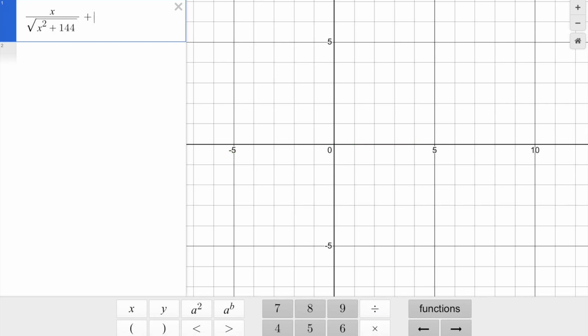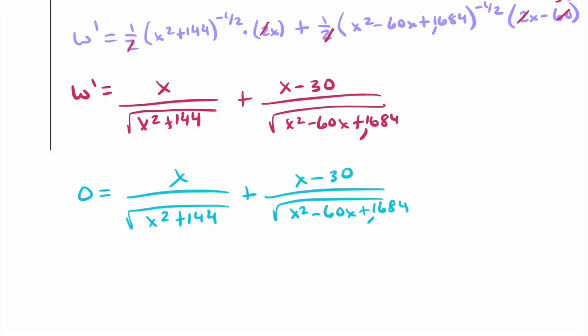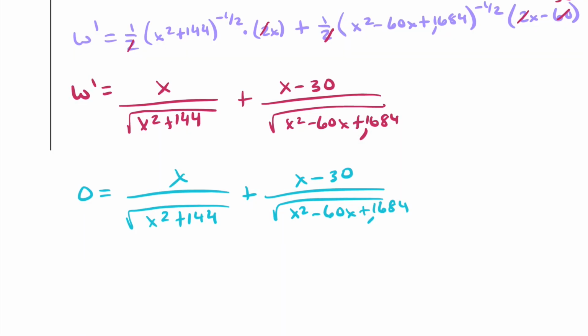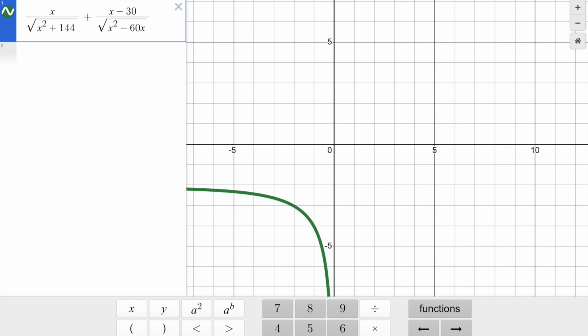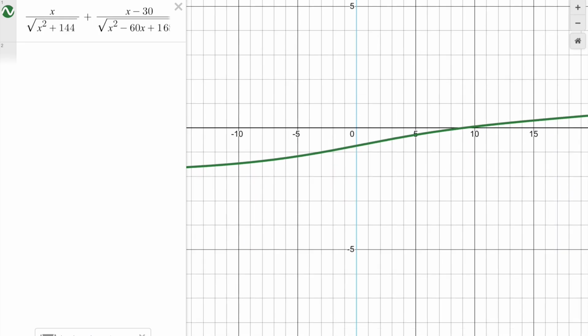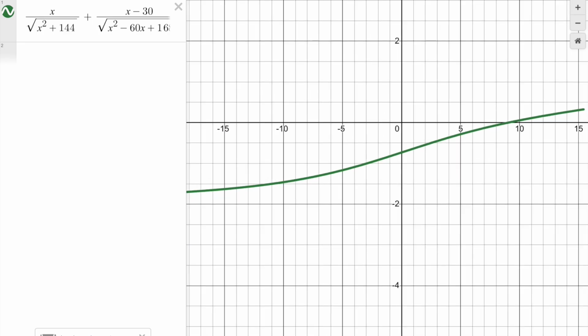I'm going to add, I think it's addition, another fraction, x minus 30, I believe. Let me go back. X minus 30, x squared, 60x, x squared minus 60x, 1684 plus 1684. Okay, so we have a graph like this. We're looking for the intersection.